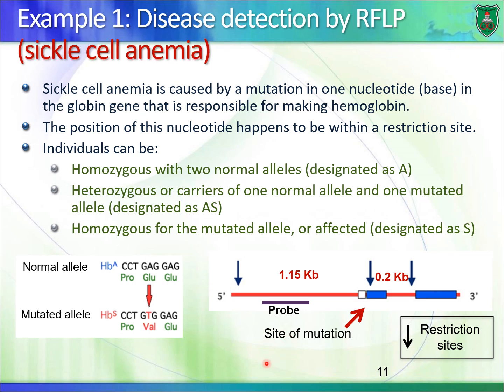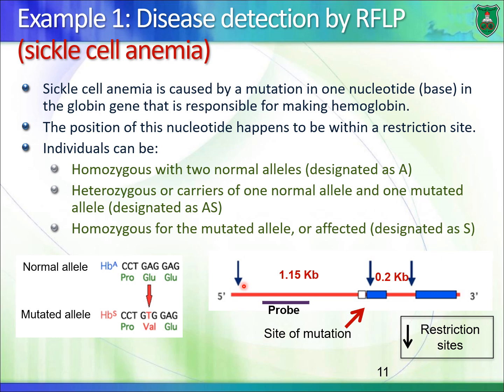Okay, good. So we add a certain restriction endonuclease, whatever the name of that endonuclease is, and we can use a probe. And the probe recognizes this fragment right here, or this sequence right here. Now, if we add the restriction endonuclease, it makes a cut right here. 1, 2, 3. Now, the length of this whole thing is about 1.35 kilobases. That is 1,350 base pairs.